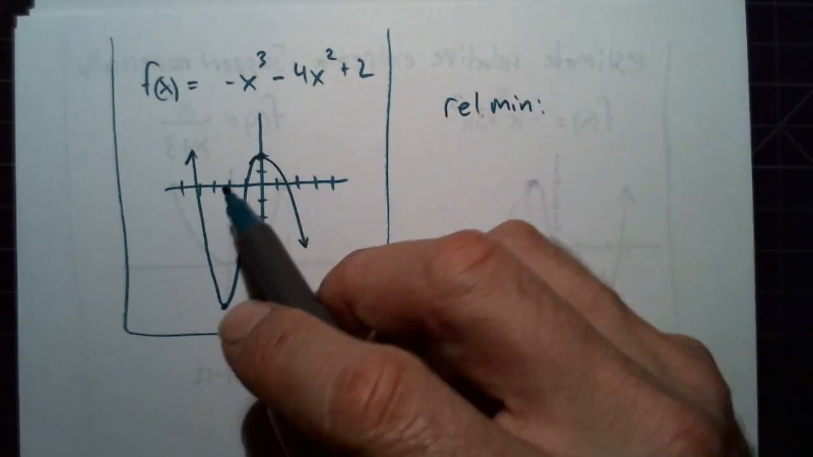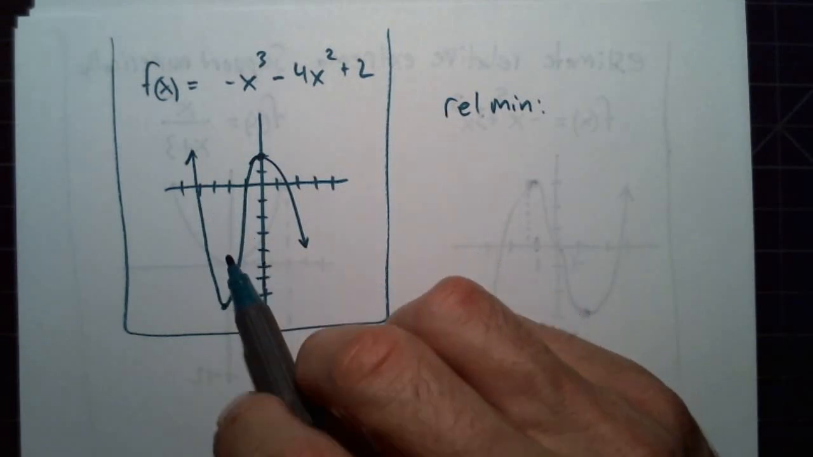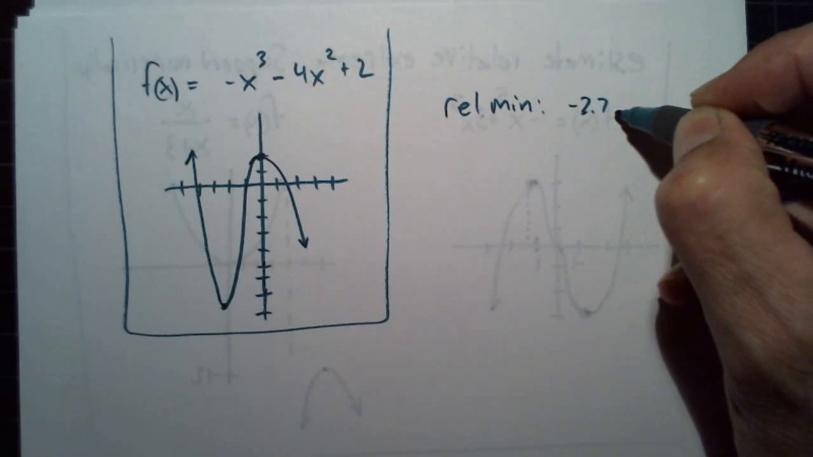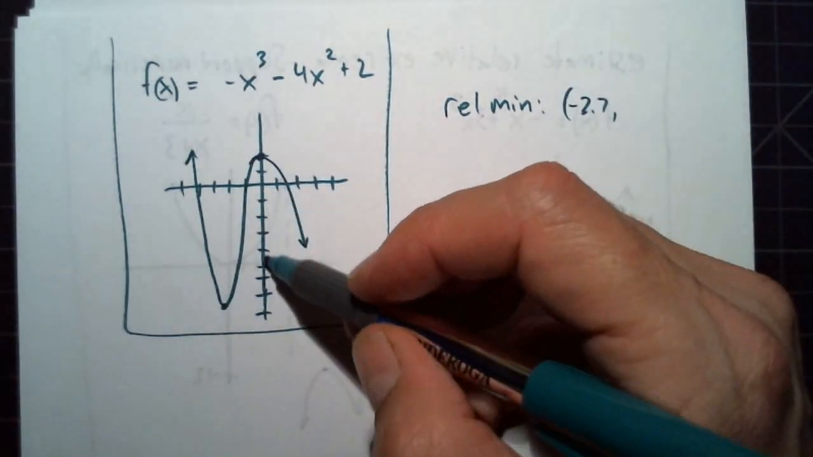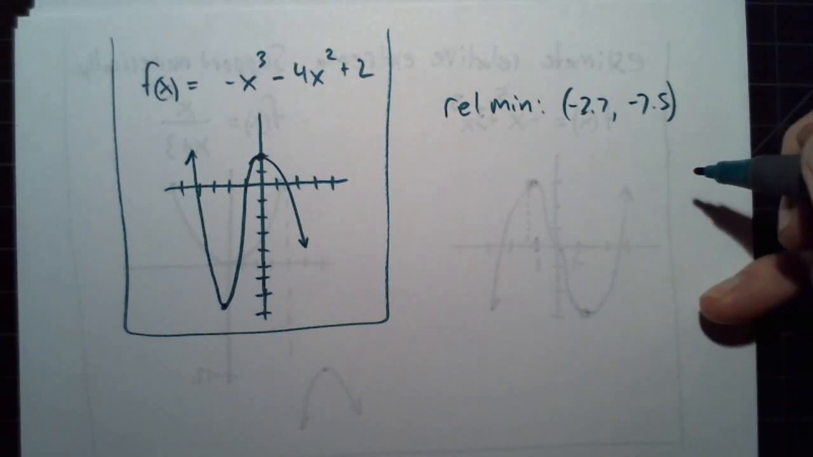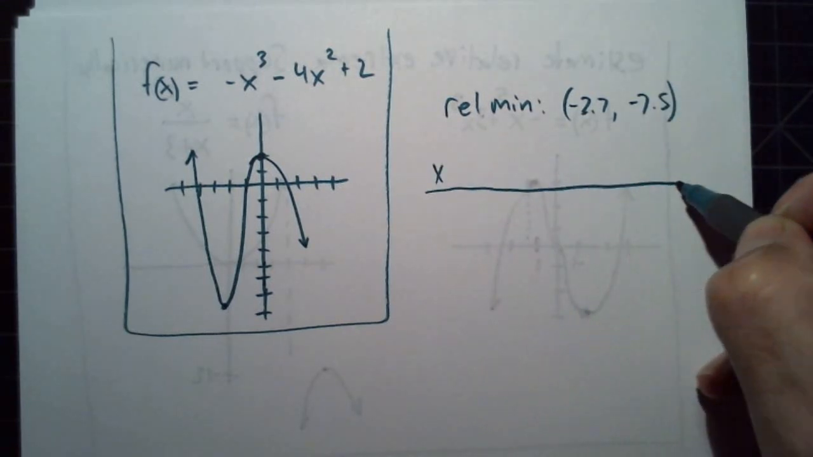All right, the minimum looks like it's beyond -2, so we'll just say -2.7. And how far down does it go? We'll just say -7.5. It's somewhere beyond -7. Then we test.